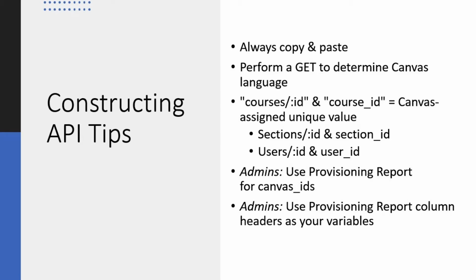Anytime the word an ID is used, that means the unique value assigned by Canvas. This is often from the URL, a user ID, a section ID, a course ID. These IDs can be retrieved from a provisioning report through the admin interface, and we'll see later where we use those headers from that provisioning report as part of our scripting.